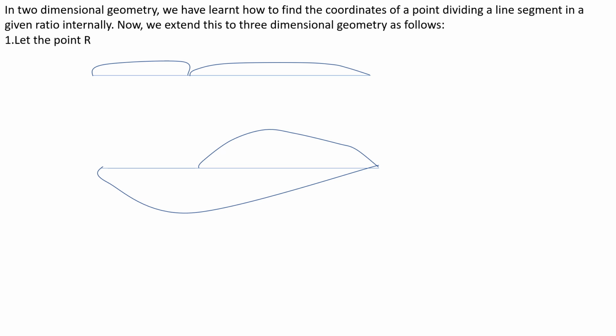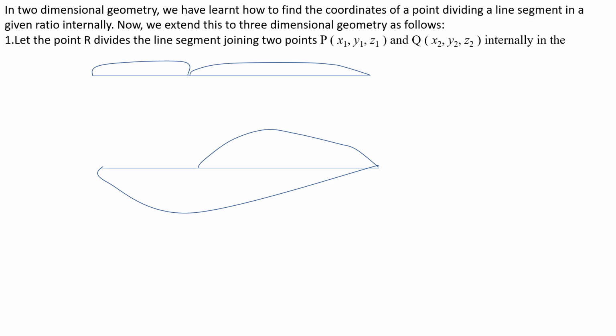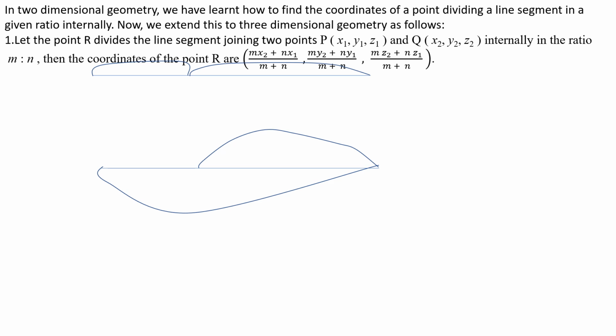Now come to the point number 1. Let the point R divide the line segment joining 2 points P (x1, y1, z1) and Q (x2, y2, z2) internally in the ratio m is to n. Then the coordinates of the point R are (mx2 + nx1)/(m + n), (my2 + ny1)/(m + n), (mz2 + nz1)/(m + n). Okay, my dear children, understood?